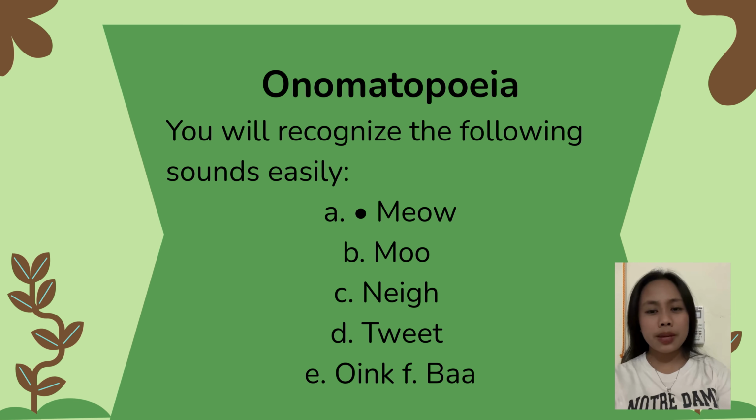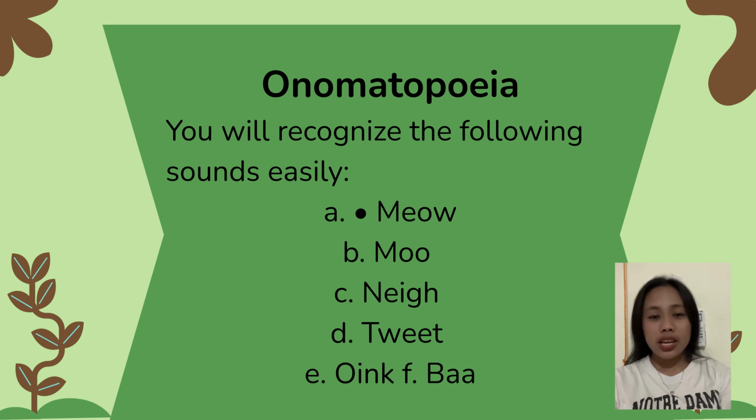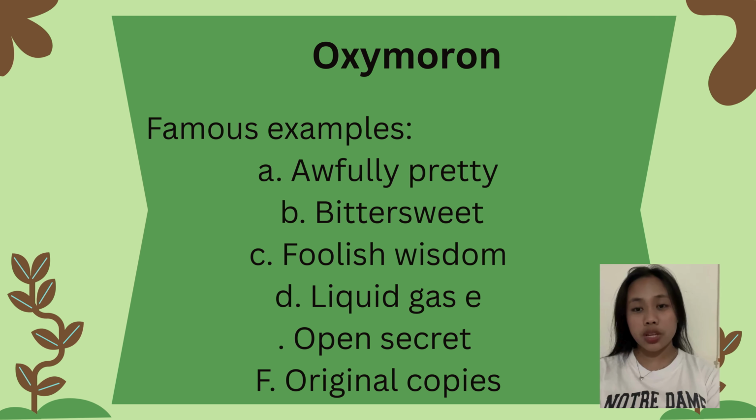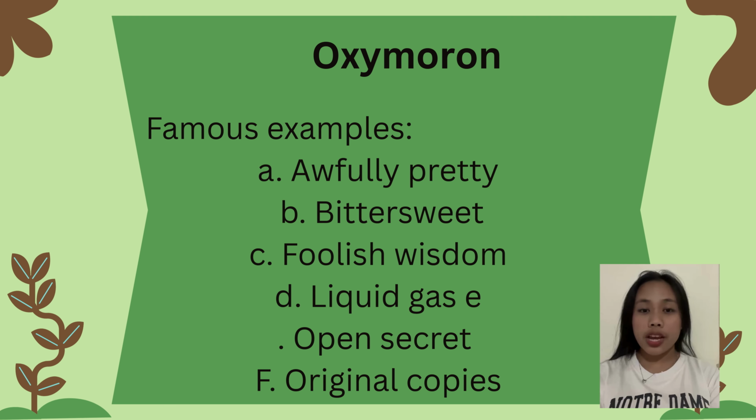Onomatopoeia is when a word imitates a sound, like buzz, bang, or splash. It helps make writing more lively and realistic. Oxymoron is a figure of speech when two opposite words are placed together to create a new meaning, like sweet sorrow or bittersweet.